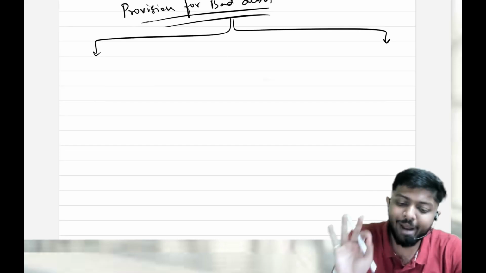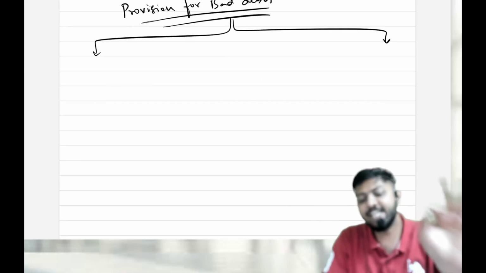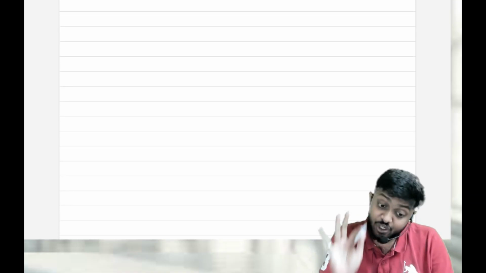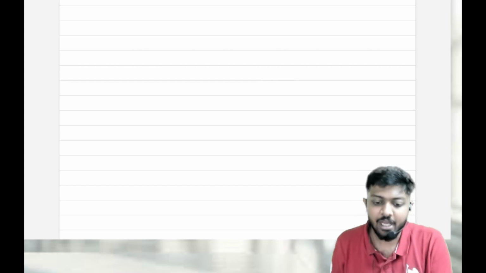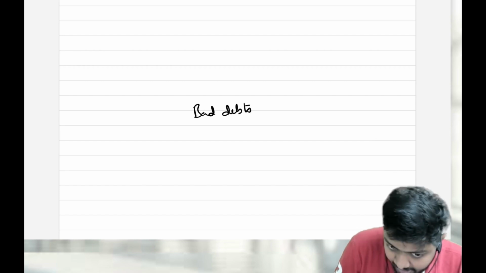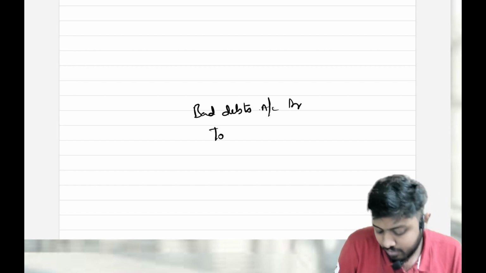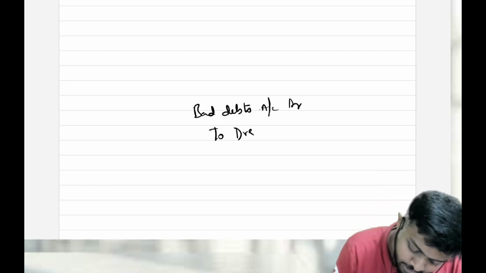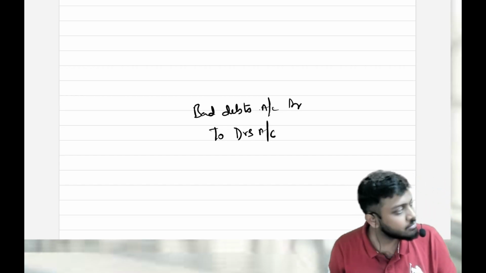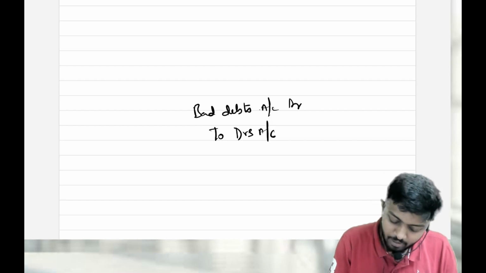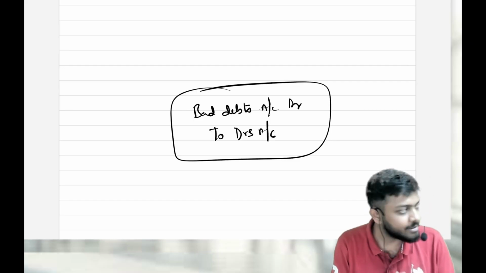Generally, whenever bad debts happen, we pass one standard entry. Bad debts is an expense increasing, debit. Debtors is an asset decreasing, credit. Whenever a debt actually proves to be bad, and I will not get even 1 rupee from that person, the entry I pass is: bad debts, an expense or loss increasing, debit; debtors, an asset decreasing, so debtors account I will credit. This is the entry I will pass whenever bad debts happen.